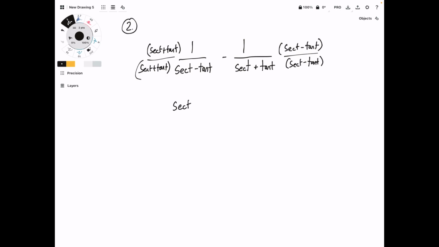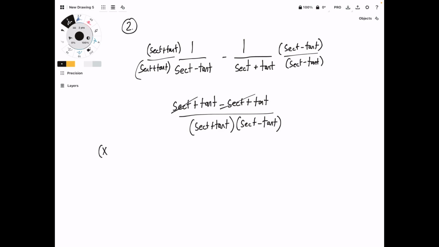So it's going to be secant t plus tan t minus secant t, and then I've got to distribute the negative, so it's going to be plus tan t. It's all going to be over secant t plus tan t times secant t minus tan t. First thing we should notice is that these secants cancel out. And then the tricky part here is the bottom is actually the difference of squares.